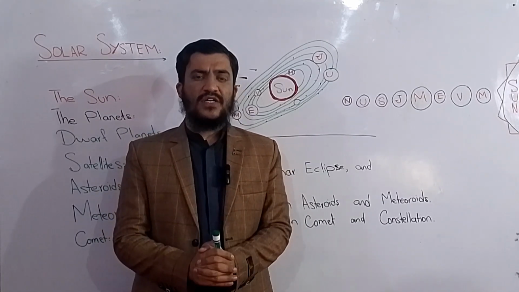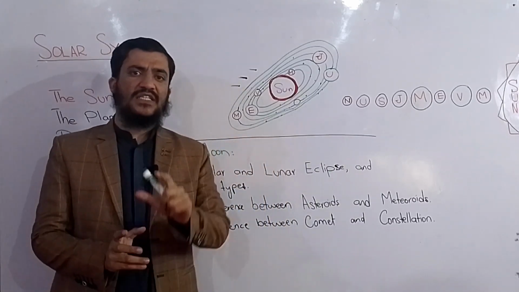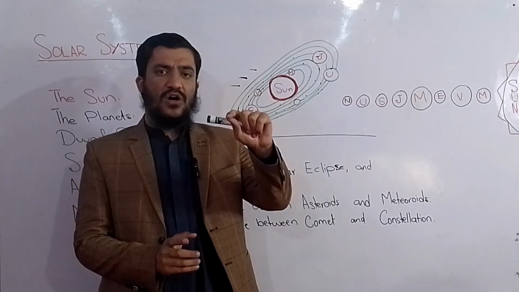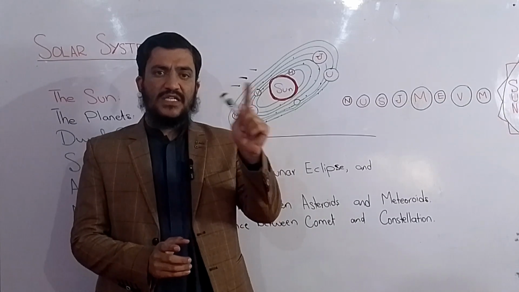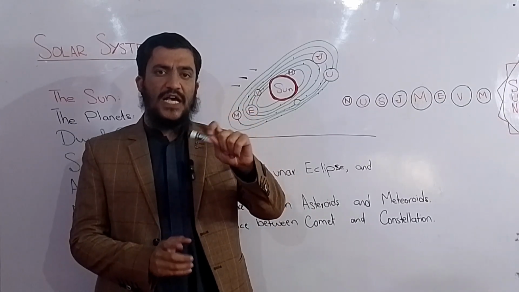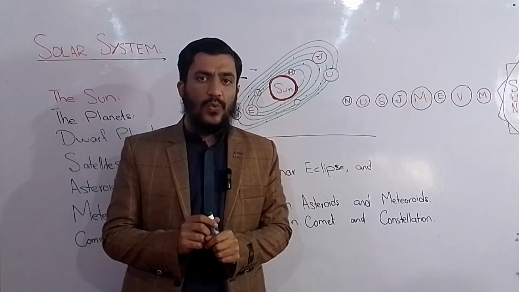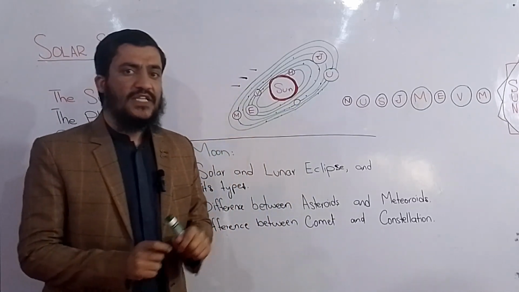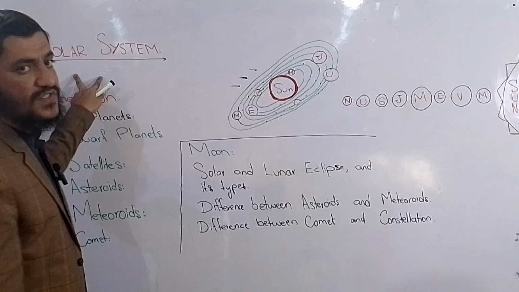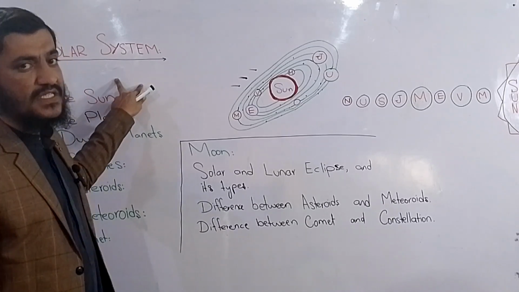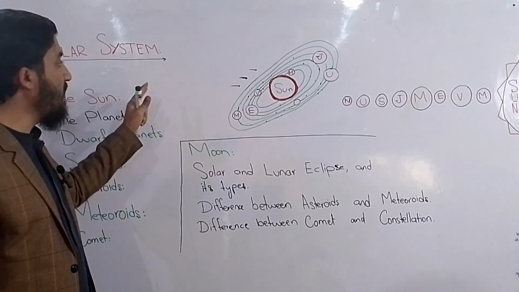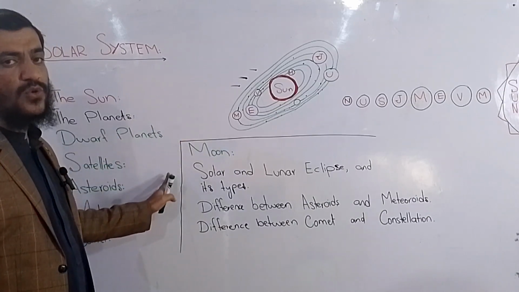Dear students, we have started a series of lectures regarding general science and ability, which are an element of the CSS and PMS exams, as well as parts of other competitive exams. So we have started our first lecture, which is about the solar system: what a solar system is basically, and what the components of the solar system are.